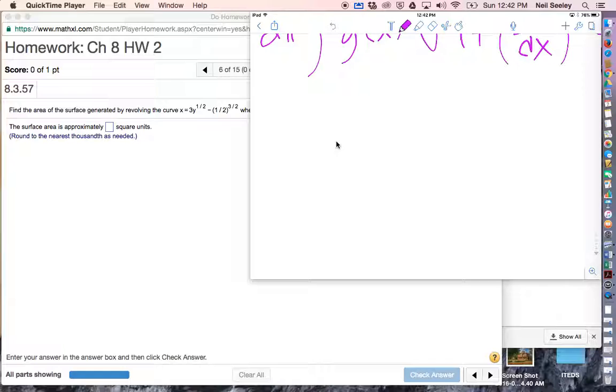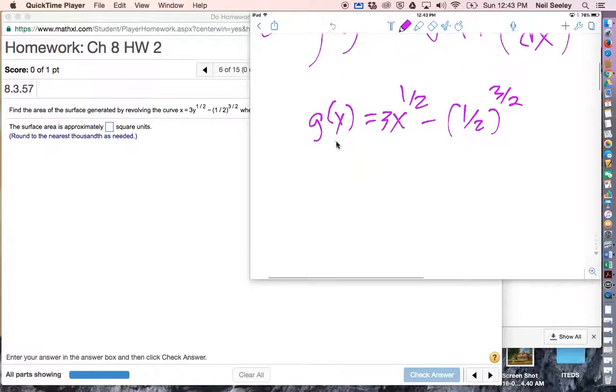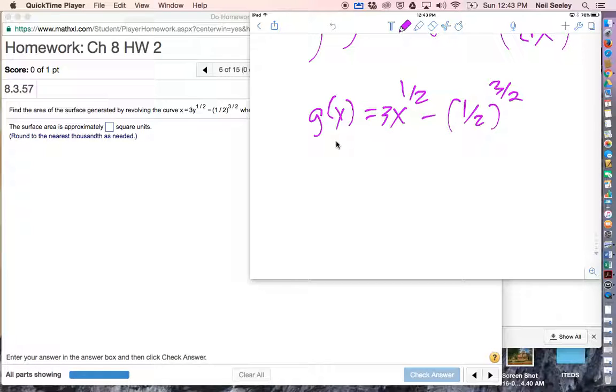The problem at hand looks like we've got an x equals y nice curve. We would call that g of y. So I'm actually going to say, hey, that curve I've got there in number 6, I hope you can see it on my screen clearly. g of y equals 3x to the 1/2 minus 1/2 to the 3/2. And that 1/2 to the 3/2 is kind of a distractor. It's just a constant, and when we take the derivative, it's going to go away. I think it's there to make you think of something and throw you off.